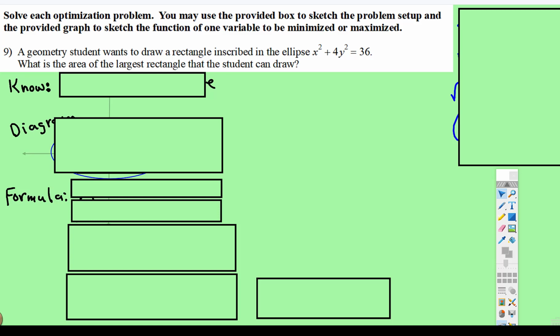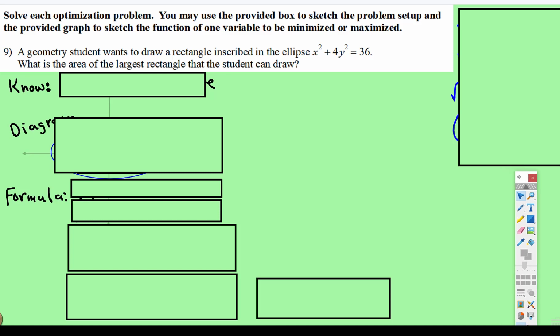Okay, this one's a bit of a doozy, and I'll try not to make errors that I end up then correcting, but all right. So now we're going to optimize a geometry situation. A geometry student wants to draw a rectangle inscribed in the ellipse x squared plus 4y squared is equal to 36. So remember that ellipse is centered about the origin. What is the area of the largest rectangle?